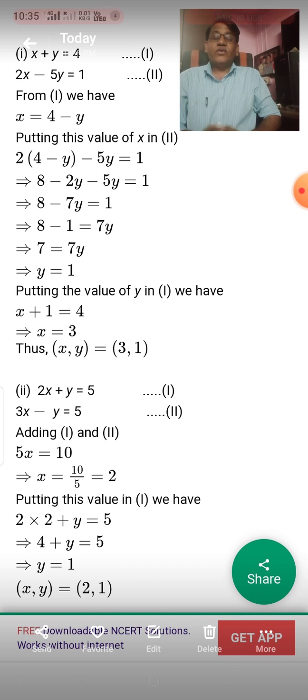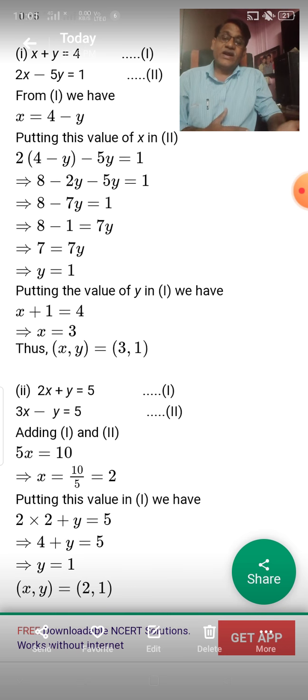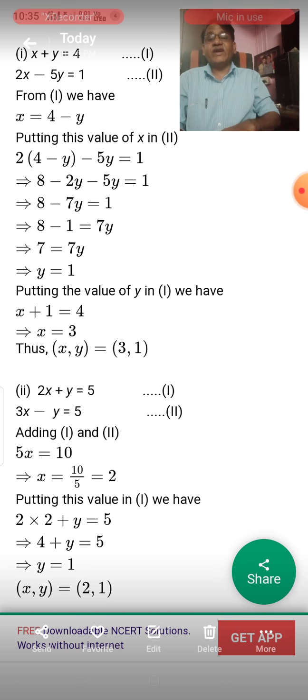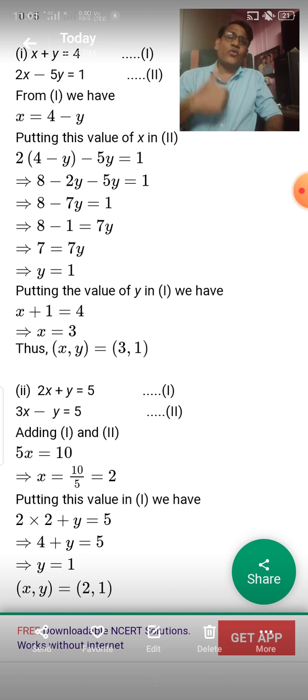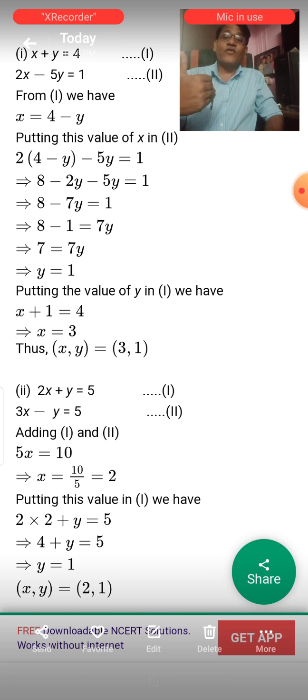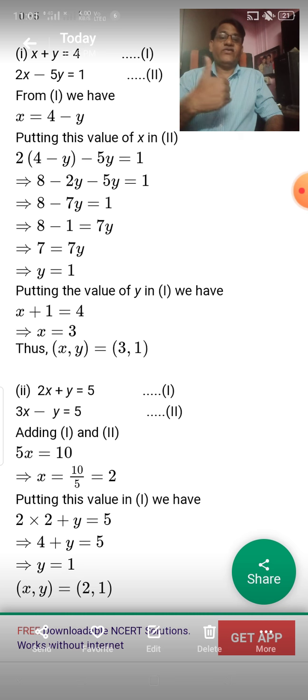Now you transfer that 7y to the other side because it is minus. When you transfer it to the right hand side it is plus, and 1 to the left hand side it is minus. Now 8 minus 1 is equal to 7, and 7y is equal to 7. So y is equal to 1. Now you have the value of y. Now again you put this value of y in equation 1 or 2. You can substitute it in any equation.